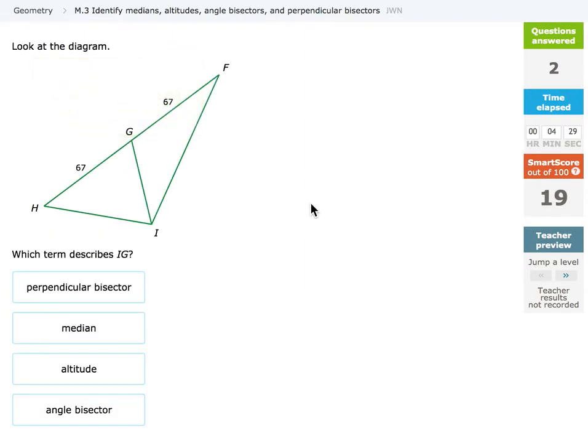Which term describes IG? Just observing here, this 67 matches 67, so we should think bisector because it's in half. I see the word bisector here and here. Is it a perpendicular bisector? Is it forming a 90-degree angle? No. Is it bisecting the angle? Are we given two equal angle measurements? No. So we can throw these out the window. It's not bisector. Let's go back to our definitions. What about median, altitude? Let's look back at those.